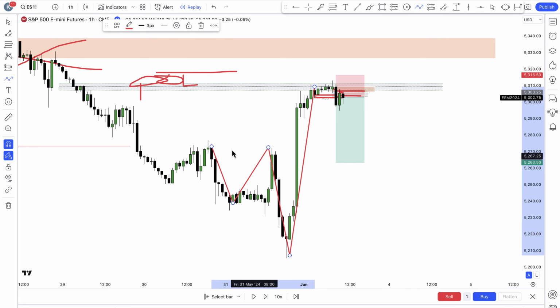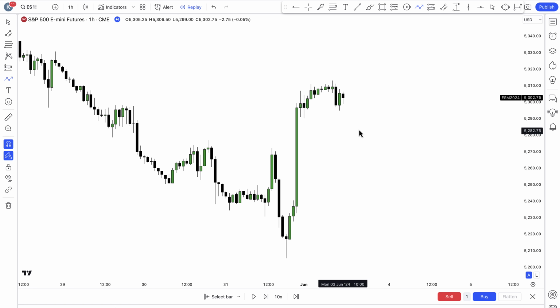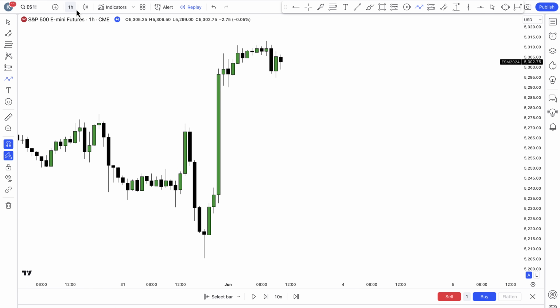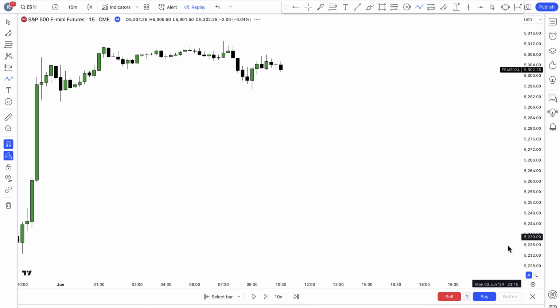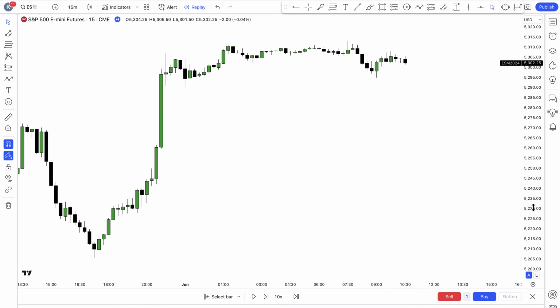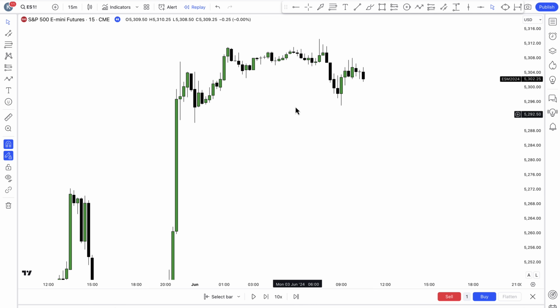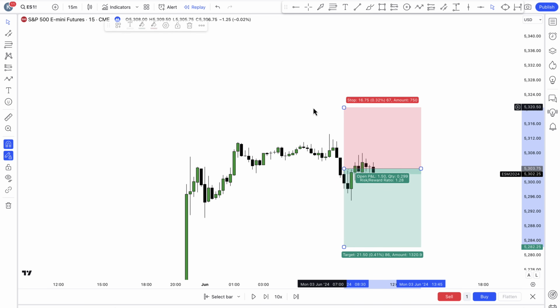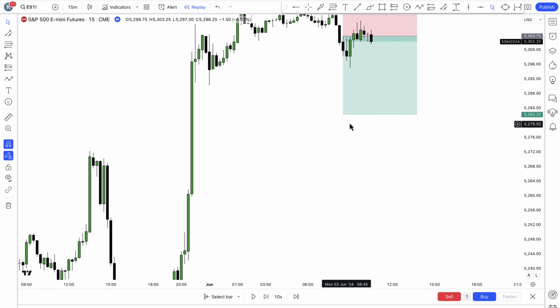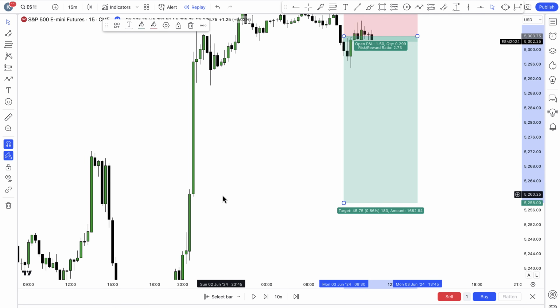So anytime you have a shift in market structure inside your point of interest, it is a good thing for you to be in the trade. So that was it. I took the trade. I went bearish from here. Of course, my stop loss was here above there, and then my target was here, the breaker block on the 1 hour.